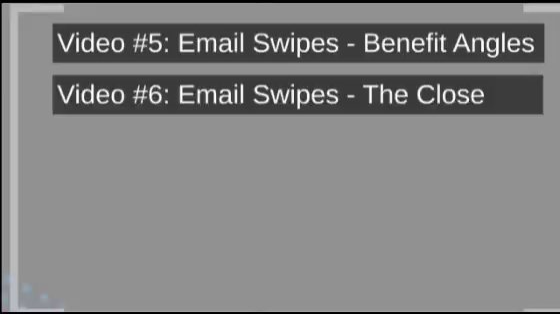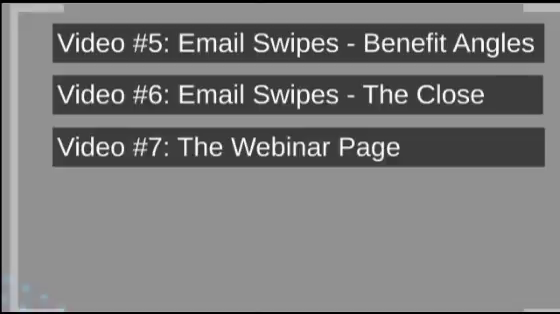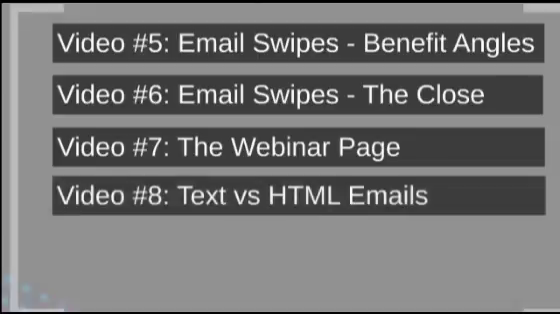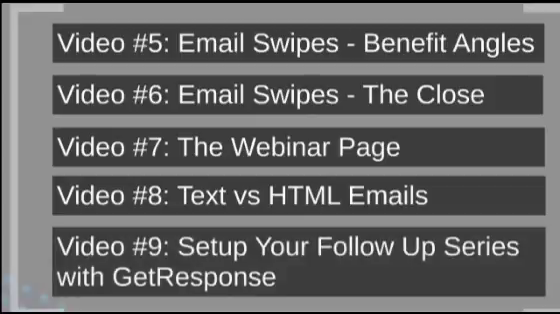In video number 6, we're going to talk about the close, which consists of 2 different emails. In video number 7, we're going to talk about the webinar page itself, and how we can create the page in such a way that we create an experience and create scarcity to get people to take action. In video number 8, we'll talk about text emails versus HTML emails. And in video number 9, we'll talk about setting up your follow-up series with GetResponse.